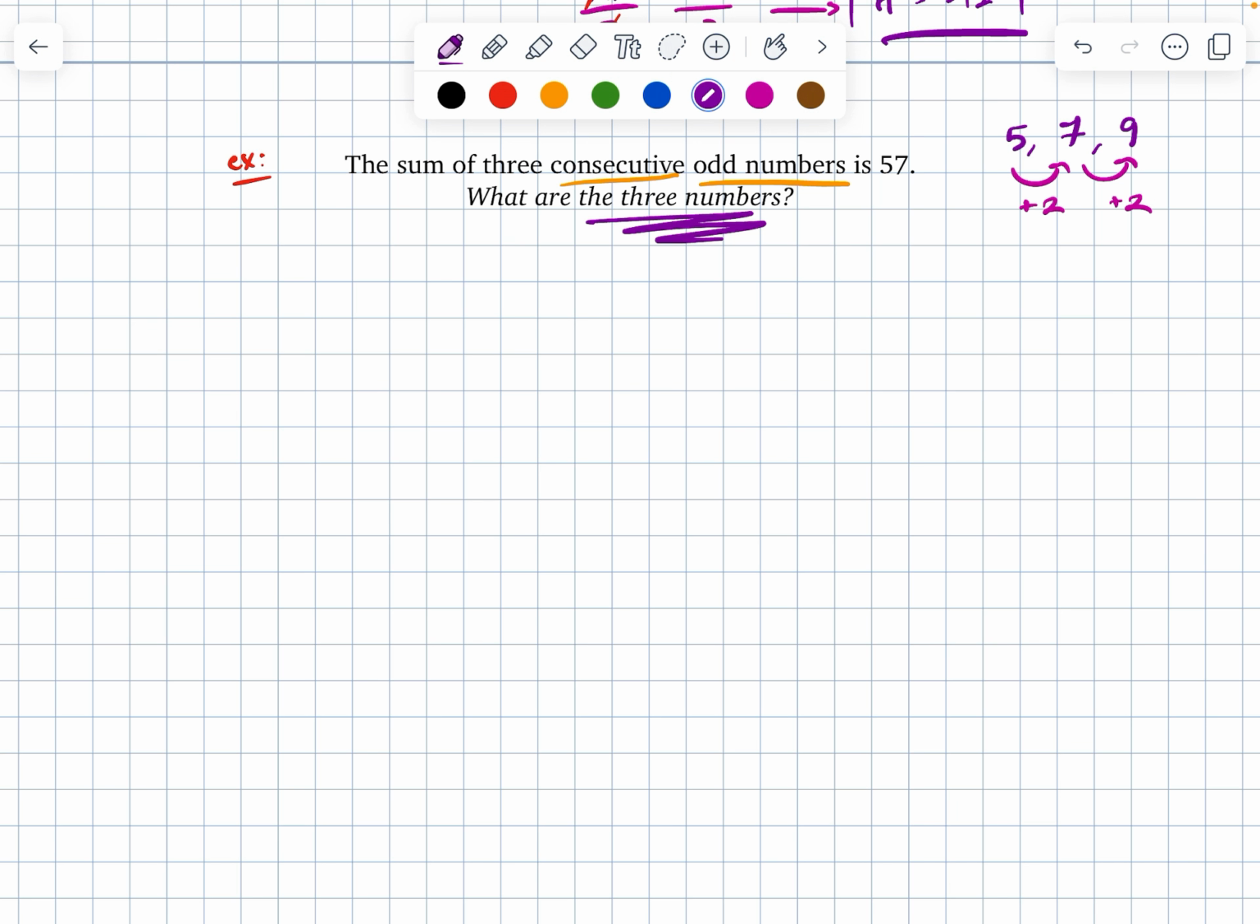Maybe I use the variable to represent the first number. So I'll say n is my first number. If n is the first of those consecutive odd numbers, what would I need to do to n to get the second of those odd numbers? And the same thing for the third. Pause the video, take a second. What would the second number be if the first number is n? And the same thing with the third.